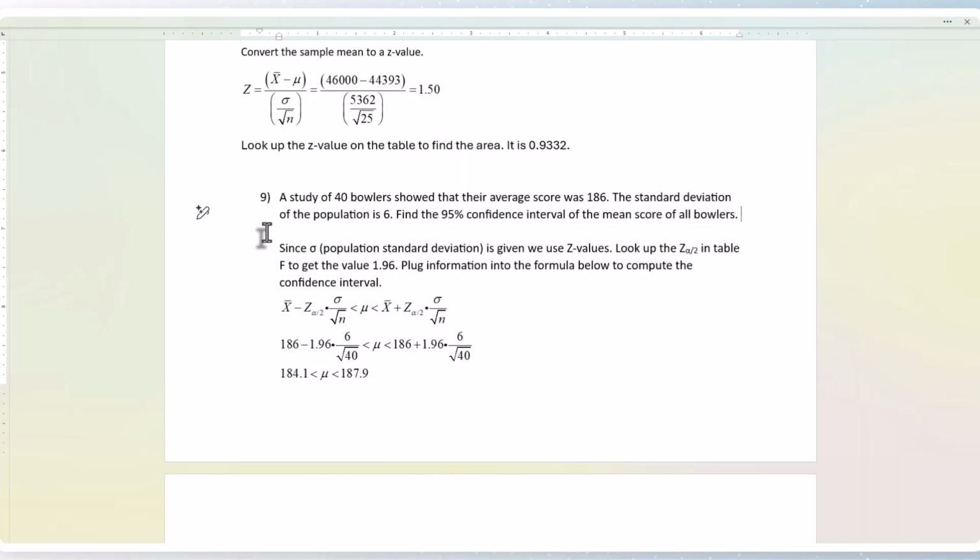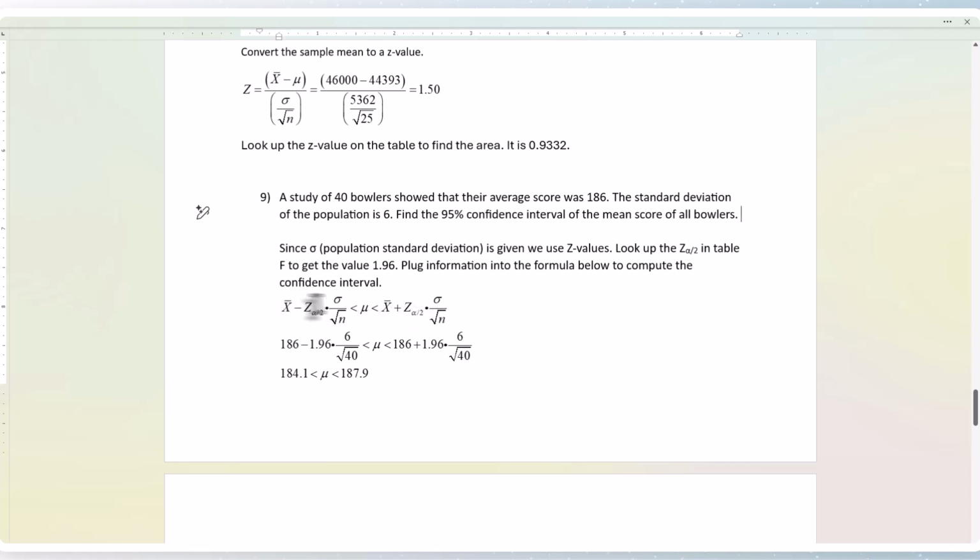It says a study of 40 bowlers showed that their average score was 186. The standard deviation of the population is 6. Find the 95% confidence interval of the mean score of all bowlers. Since the population standard deviation is given, we use z-values. So the formula we use is this confidence interval formula.